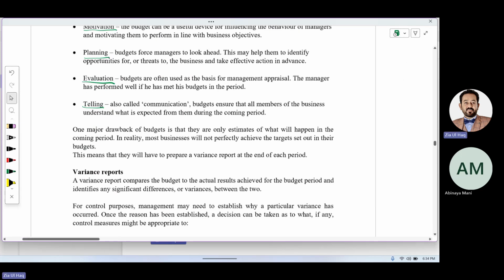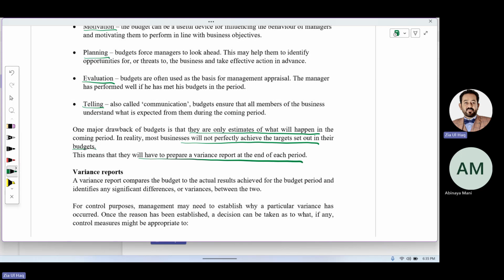But the major drawback of budget is that they are only estimates of what will happen in the coming period. If in future the circumstances are not like previous, they might not be achieved. It's just a prediction about future. In reality, most businesses will not perfectly achieve the target set out in their budget because circumstances could be different. If there is corona, you will not be achieving anything. So this means that they will have to prepare a variance report at the end of each period.